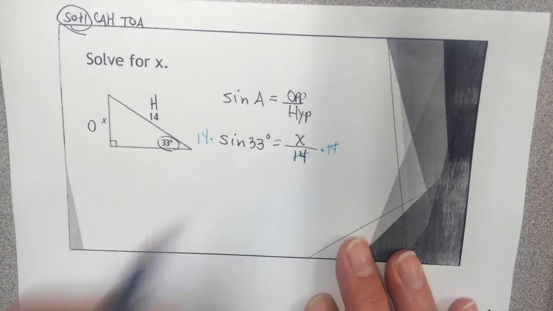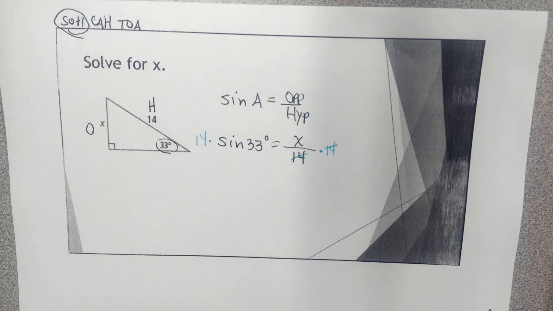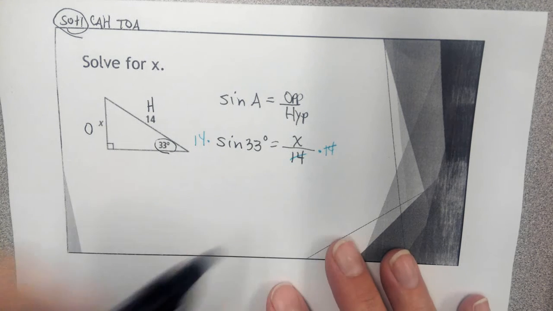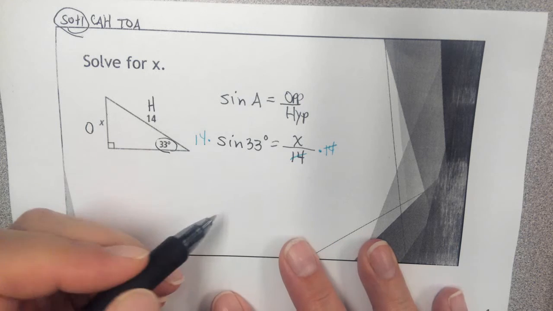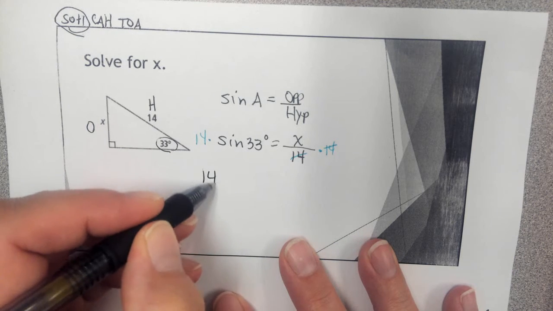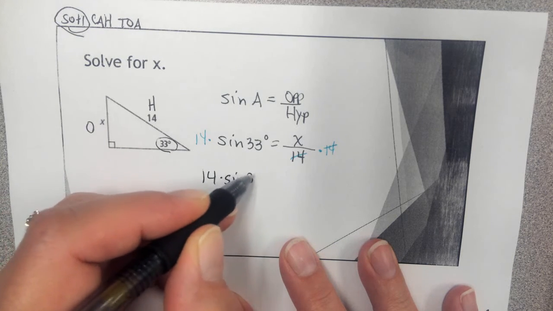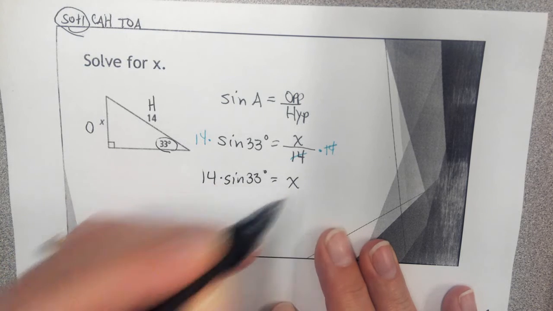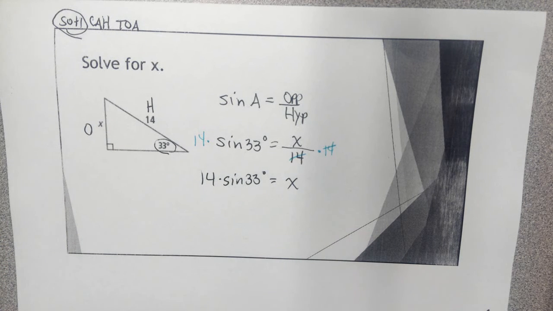And that way the 14 will cancel out. We'll have just an x left on the right-hand side. And bring down what's left. We have 14 times sine of 33 degrees equals x. So we've solved for x, except that it's not really a number yet.